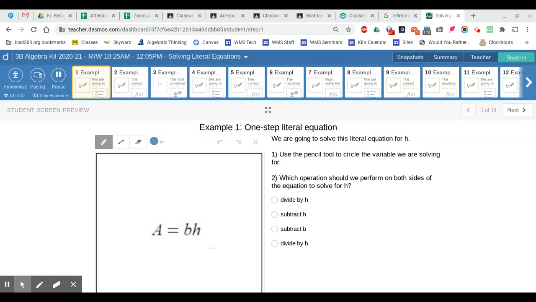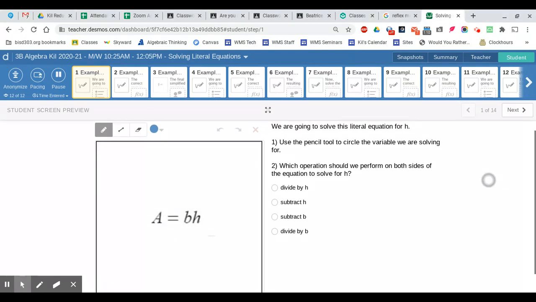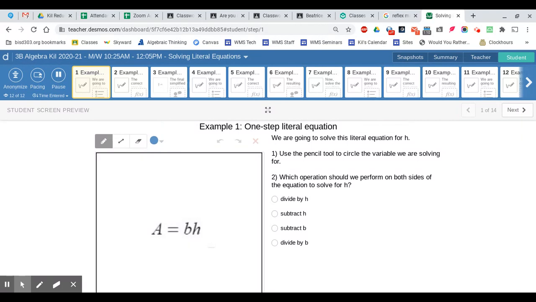So here is example 1, slide 1. It says we're going to solve this literal equation for h. H is right here. Number 2 says, which operation should we perform to solve for h? If we are solving for h, that means we want this equation to equal h. So we want h alone. That means we got to get rid of the b, so we're going to divide both sides by b. So that's our answer for slide 1.